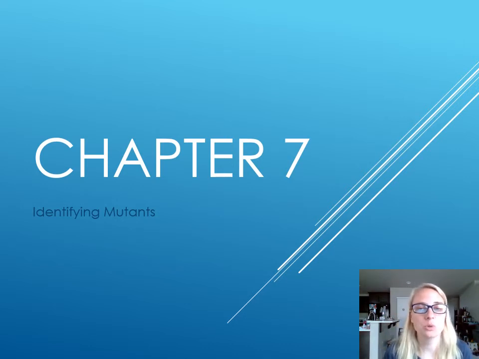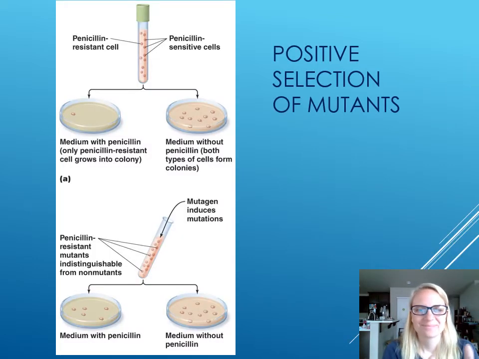So now what we're going to do is spend a couple slides on how we'd be able to identify mutants, bacteria that contain these mutations and are expressed in their phenotypes. There's a couple different ways we're going to be doing that. We have positive selection, negative or indirect selection, and what's called the Ames test. So let's get going. Okay, so here's our first method.